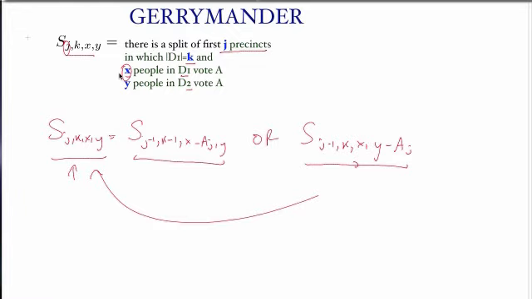Well, he's suggesting that let's redefine this variable so that it says there exists a split of the first J such that k are in D1, such that at least x people vote for party A, not exactly x. Perfect. Because this variable is defined as exactly x, that means that our update only requires 2 checks.